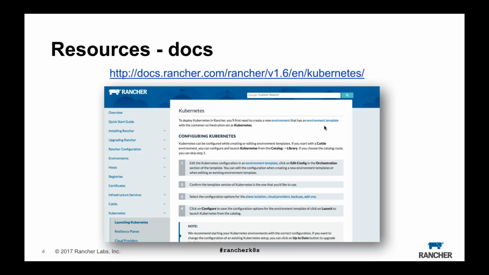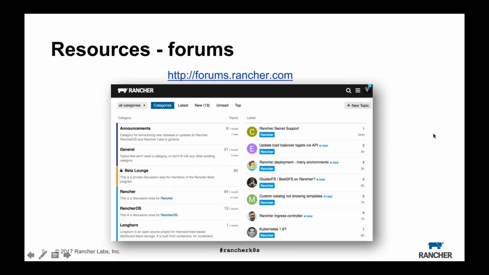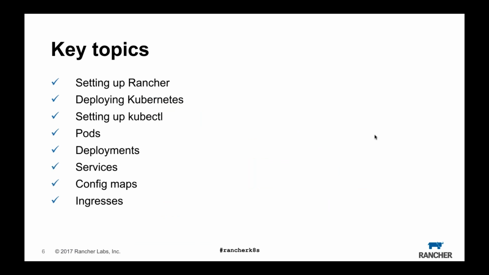So a couple resources before we get started. There is our doc site. It specifically has a Kubernetes section that talks in more detail about the different configurations that you can do with Kubernetes. It has what the different options are, what that means, and what your options could be set as. So please go look there if you have more questions. We also have our forum site at forums.rancher.com. The community is pretty active, so you can ask questions there.